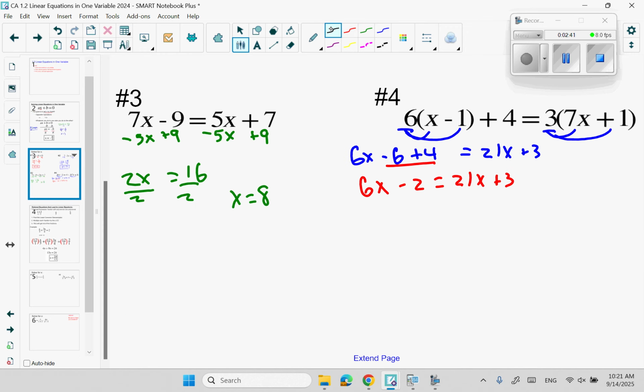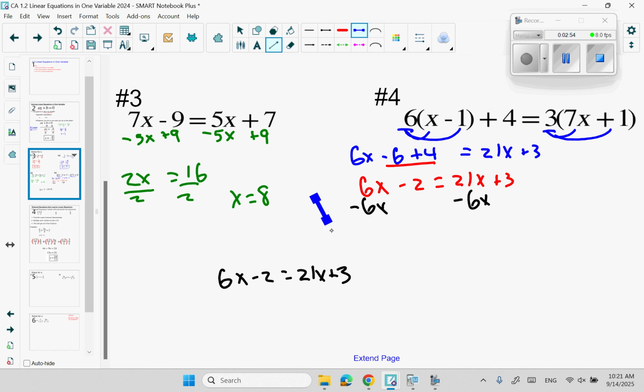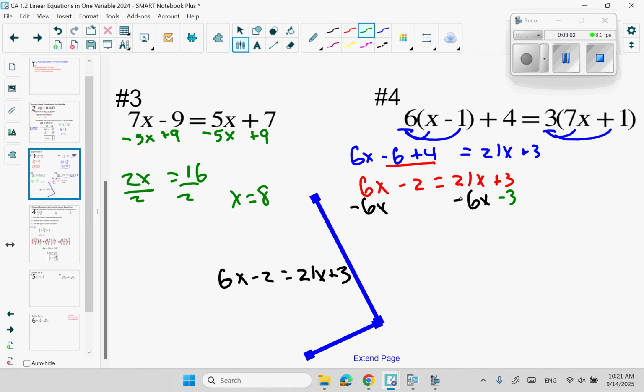Now we want to get our x's together. I'm going to subtract 6x from both sides. Now I'm just going to write 6x minus 2 equals 21x plus 3 over here for the side for right now. Just leave a little space. And then, of course, I'm also going to subtract 3. So I get negative 5 equals 15x. Divide by 15. We get x equals negative 5 over 15, which can be simplified down to negative 1/3.